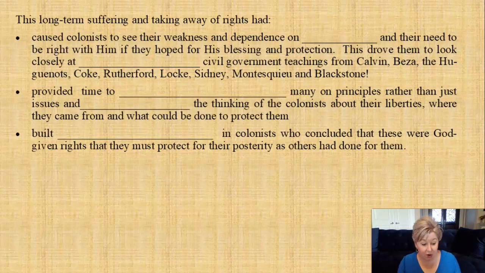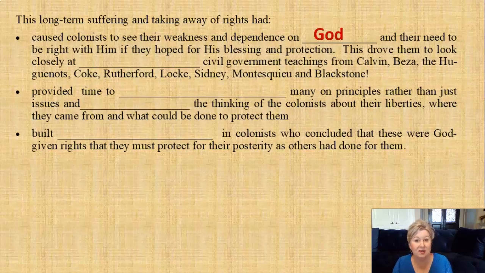The long-term suffering, because now we've had this going on since 1761, and we are at 1774. So 13 years now, we've been enduring and petitioning and trying to make progress, asking for repeal of these illegal acts. But all of this really caused the colonists to see their great weakness, how very militarily strong Britain was, that they had to be dependent on God, that they needed to be right with him, that they had to have his blessing if they were going to win this.